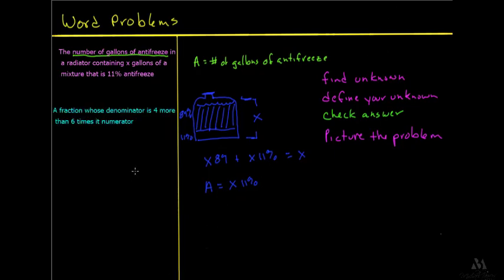Okay, so let's take a look at this one. A fraction whose denominator is 4 more than 6 times the numerator. Well, we may have a problem right off the bat, and that is, do you remember what a denominator is? If you don't remember what a denominator is, then you're going to have to look that up. And the same thing with a numerator. In technical questions, that happens quite often. You may have to go back and check definitions. So let me add that to our list of things. So we may have to check definitions.